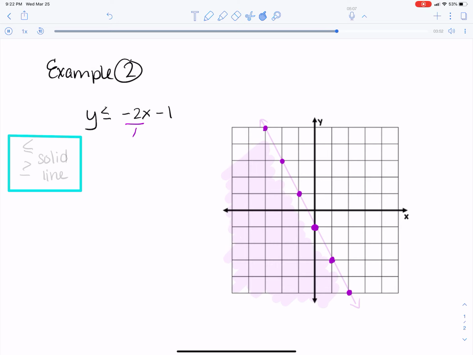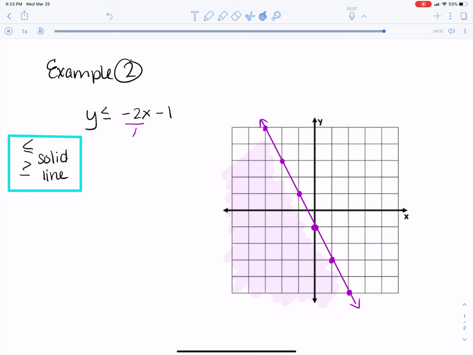And then we have to look at what kind of line I'm drawing. Well, here I have a less than or equal to sign. If we have less than or equal to or greater than or equal to, well, those two signs are included, so they have a solid line. So when we draw our line in on the graph, we're going to have a solid line.